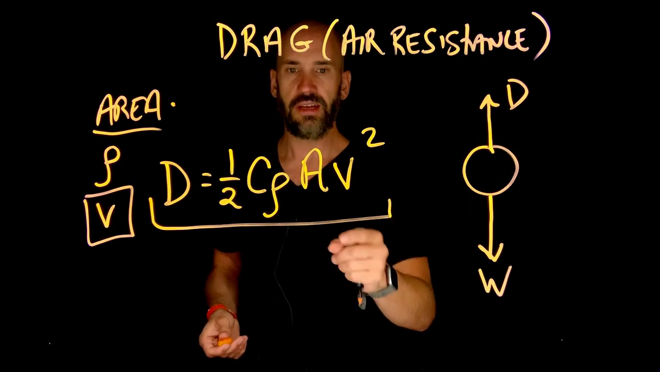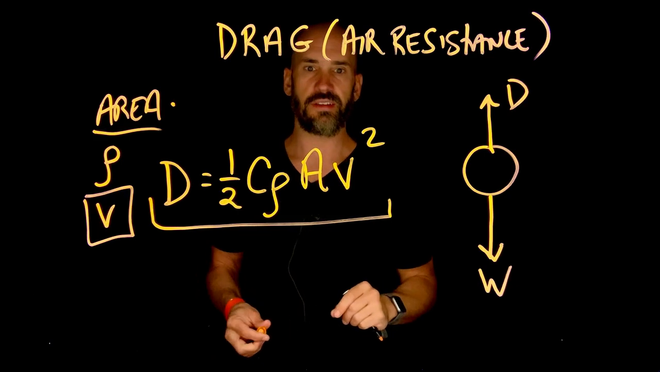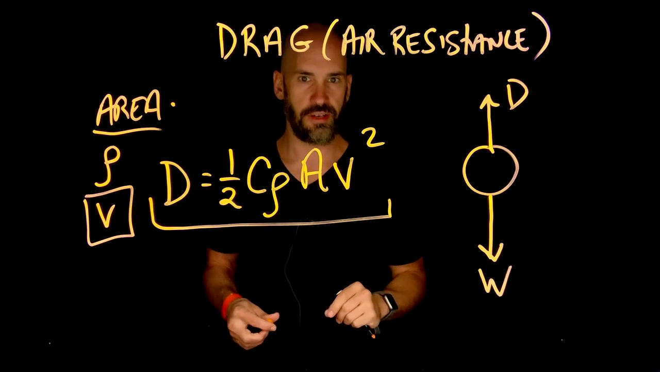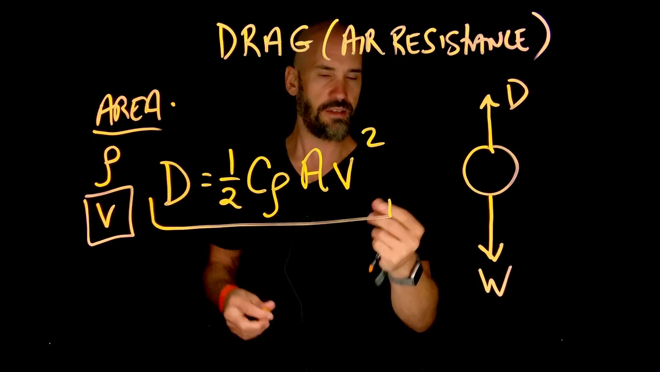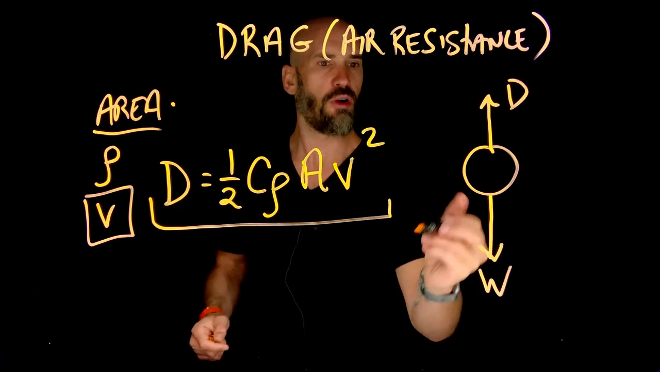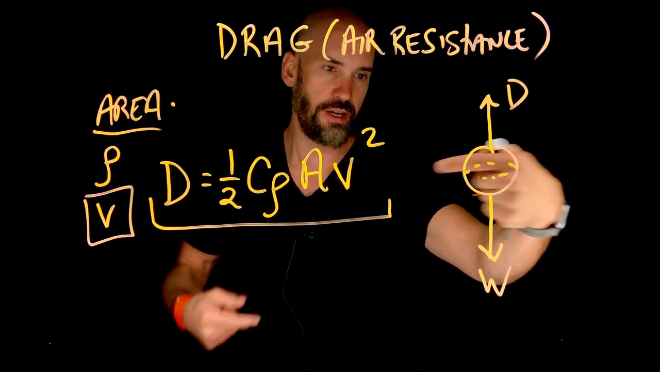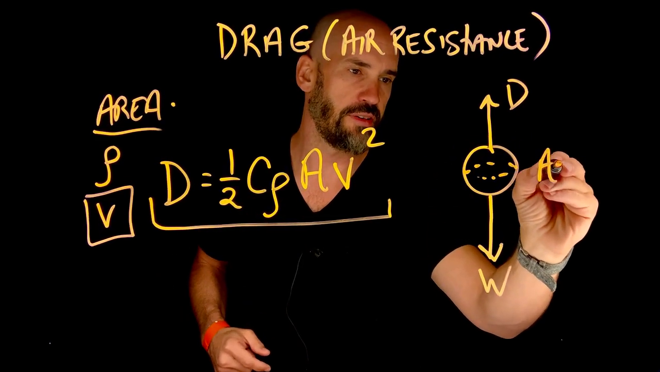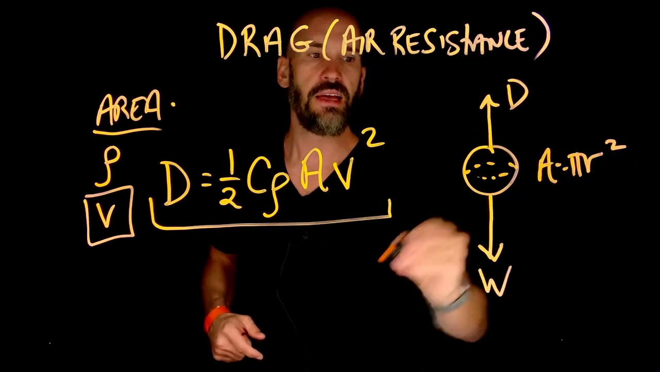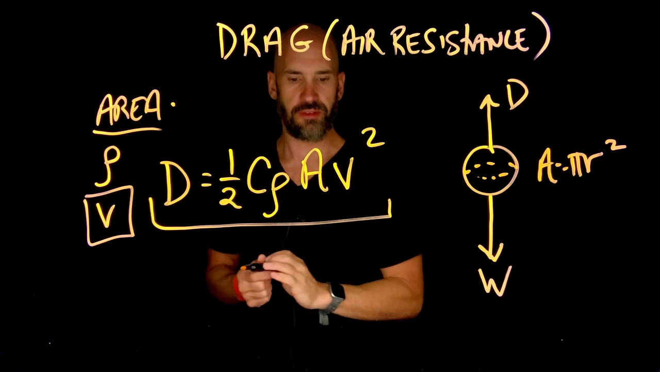What is the density of air? A is the cross-sectional area of the thing that's falling, right? Like how wide is it? The cross-sectional area of a sphere like this would be a circle, so in this case it would be pi r squared, okay? And v is the velocity, how fast something's going.